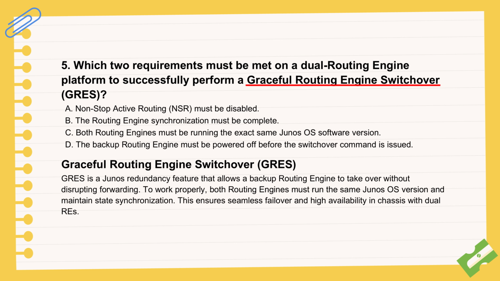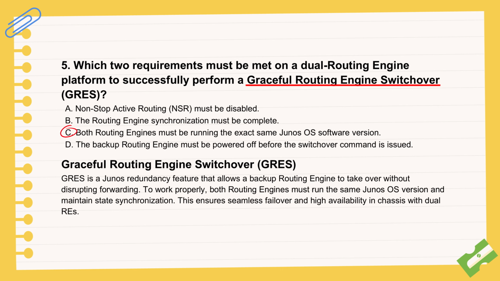Both routing engines, the primary and the backup, must be running the exact same Junos OS software version. Not just close, identical, down to the maintenance release. Wait, why so strict? Can it handle slight differences? You'd think so, but no.